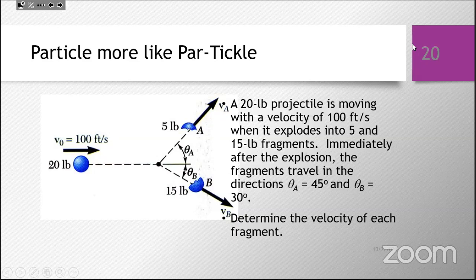Okay, so let's start with a diagram here. Since this is a momentum problem, let's start with our impulse momentum diagram. So here's my original ball, and let's call this M sub T for M total. This is the total mass when it's all together, 20 pounds of weight, which means we have to figure out, remember, we were told it was 20 pounds, not 20 pounds mass. So we have to figure out the mass later.